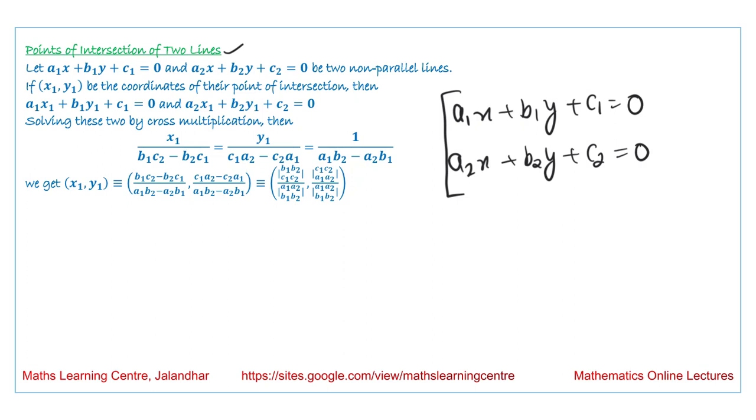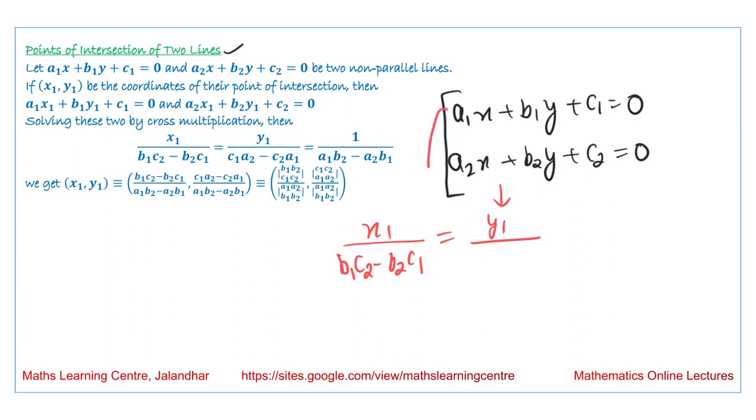If we have to calculate the point of intersection of these two lines, we are basically solving these two equations and trying to calculate the point of intersection. So when we solve these two equations, we get x over b1c2 - b2c1, that is equal to y over, these are the points we are talking about.